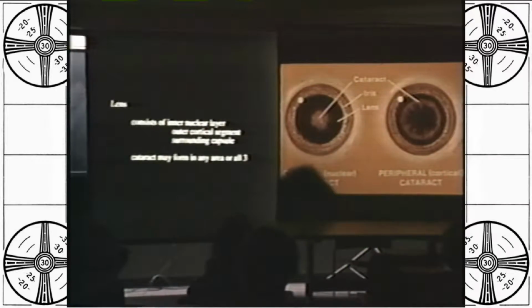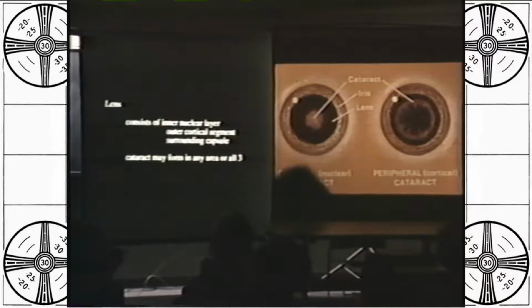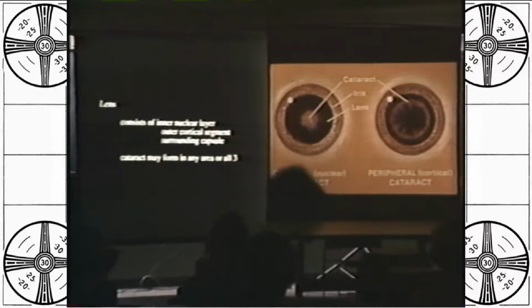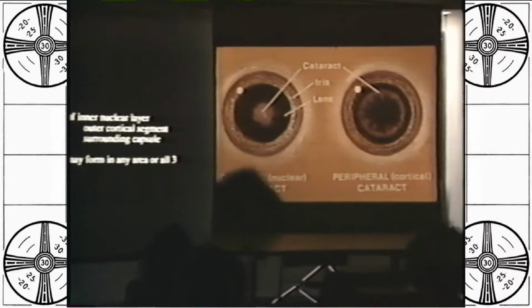The lens consists of an inner nuclear layer, and here's a nuclear cataract, an outer cortical segment, and a surrounding capsule. And a cataract may form in any of these areas or all three, and we're finding that it's important to distinguish from a research standpoint in which area the cataract develops.